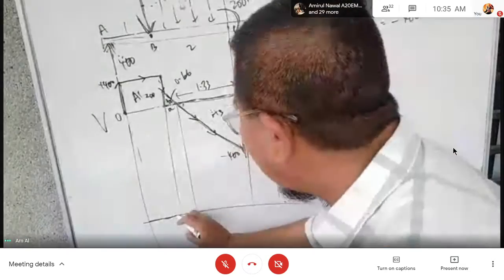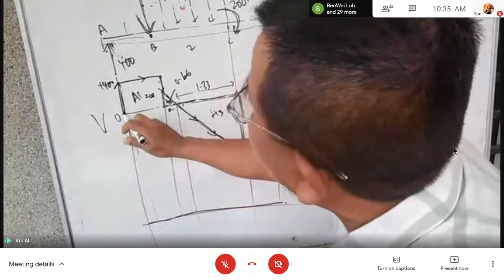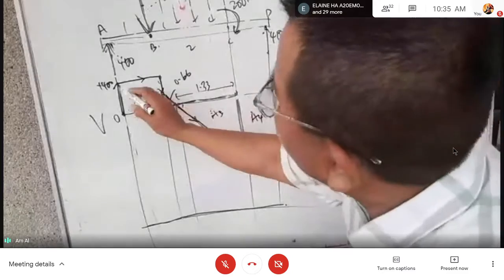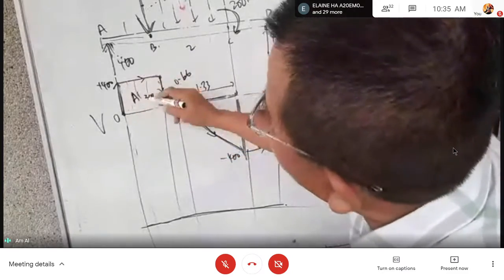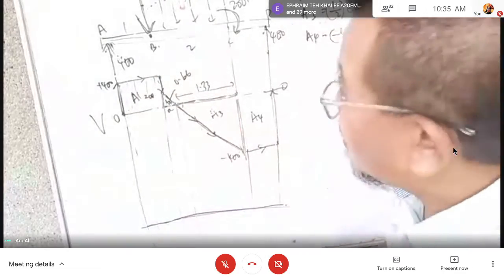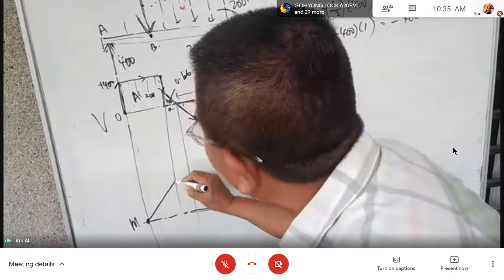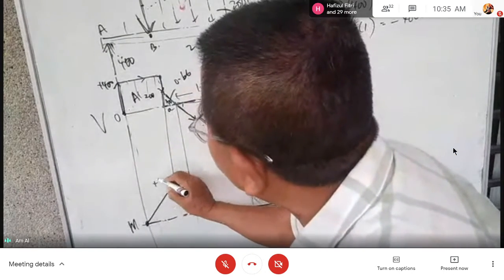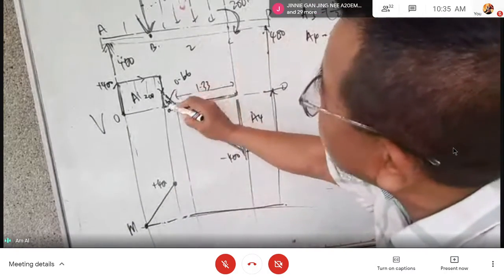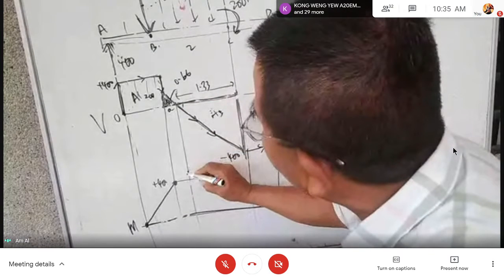From A to B, the area is positive 400. So the area is square, so the line must be a straight line. So from 0 here, you move to 400. This is positive 400. And then you go up some more because the area is positive 66. So go to 466 then.